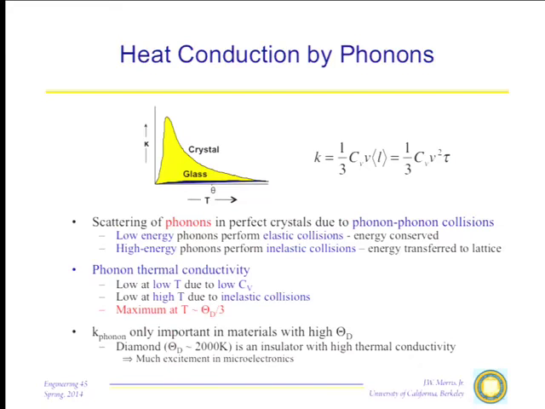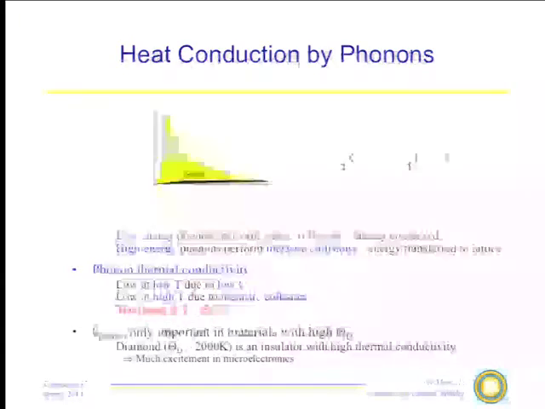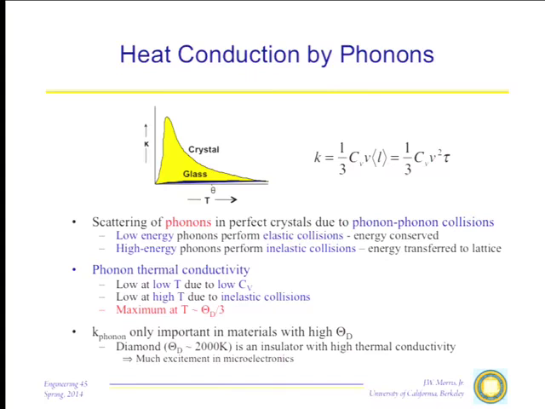So about the only place you're going to get significant phonon conductivity at any temperature you care about is in a material that has a very, very high Debye temperature. The world's classic case is diamond, whose Debye temperature is up around 2,000 Kelvin. At room temperature, the thermal conductivity of diamond is huge. And it is huge because phonon conductivity can be very high. Electric conductivity is essentially zero.